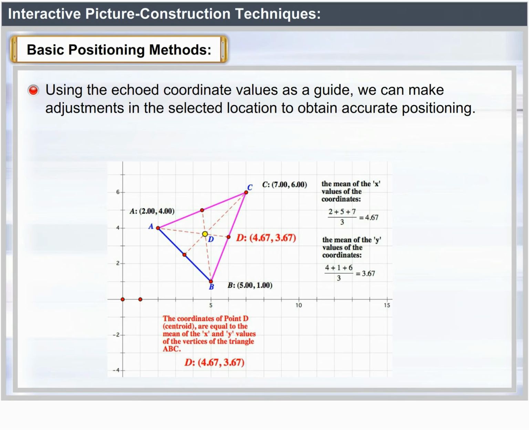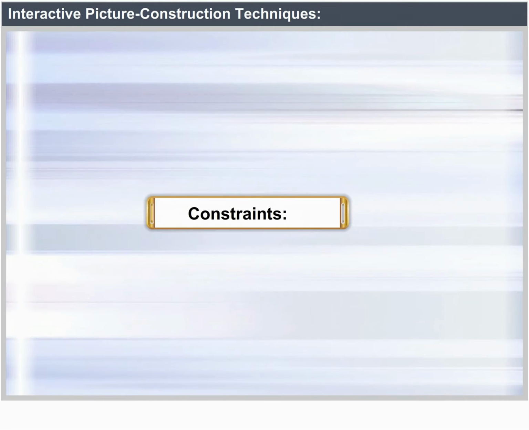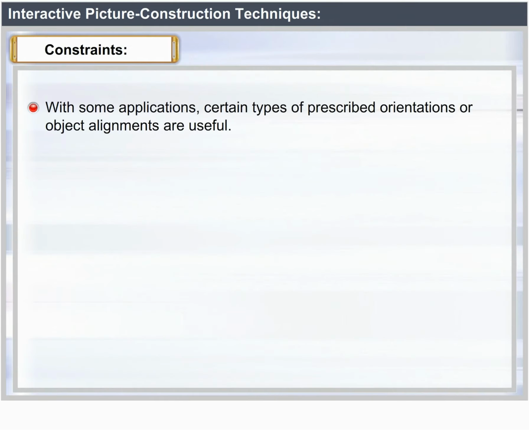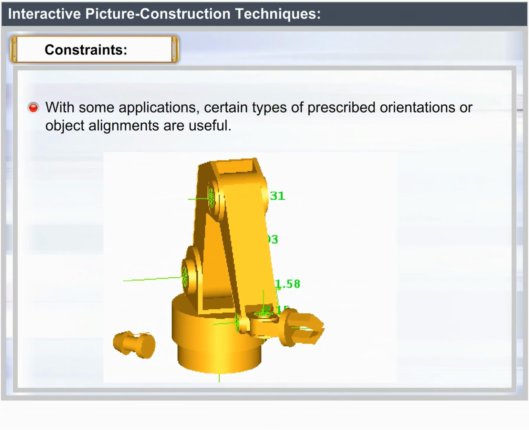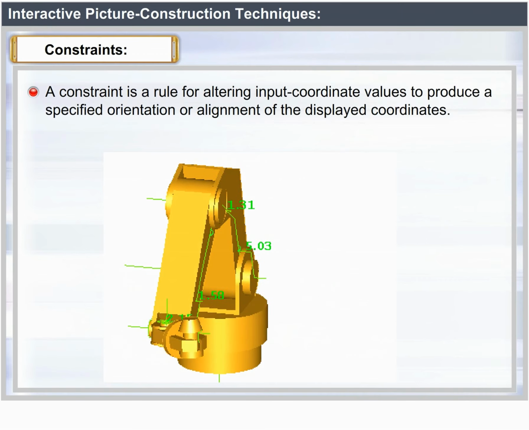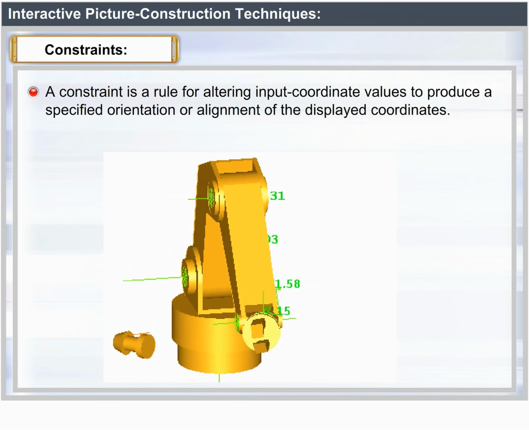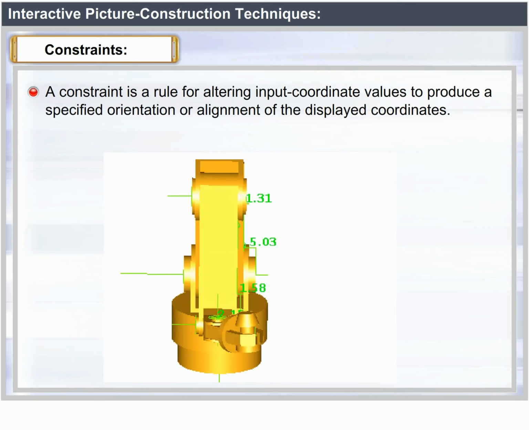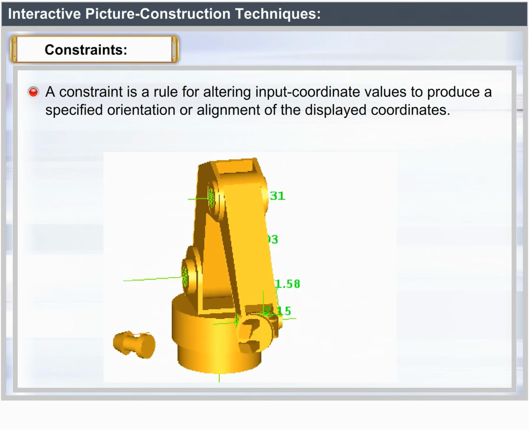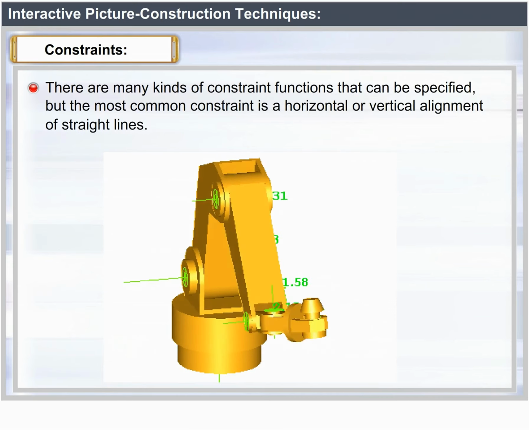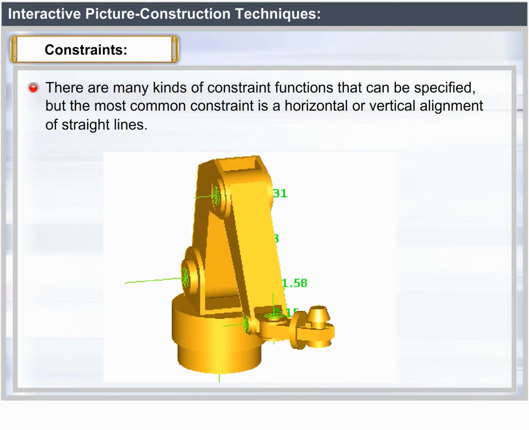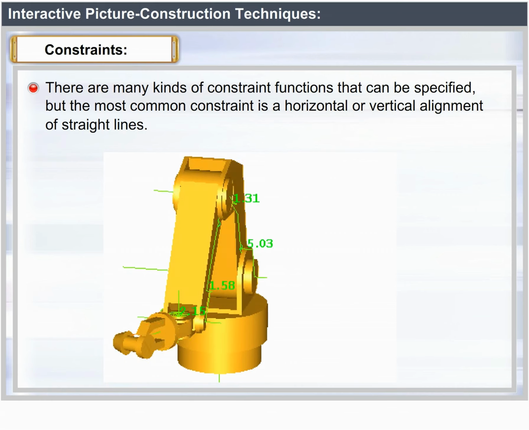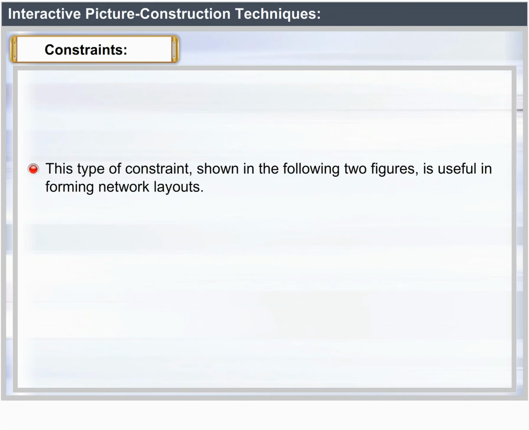Constraints. With some applications, certain types of prescribed orientations or object alignments are useful. A constraint is a rule for altering input coordinate values to produce a specified orientation or alignment of the displayed coordinates. There are many kinds of constraint functions that can be specified, but the most common constraint is a horizontal or vertical alignment of straight lines. This type of constraint, shown in the following two figures, is useful in forming network layouts.